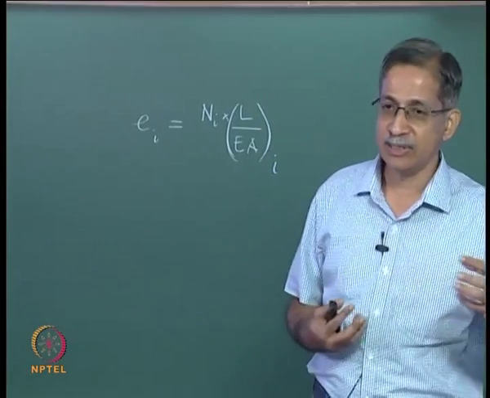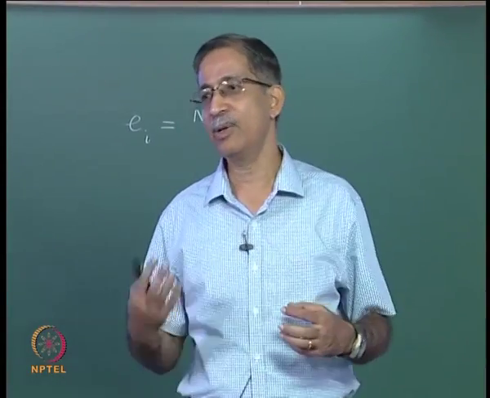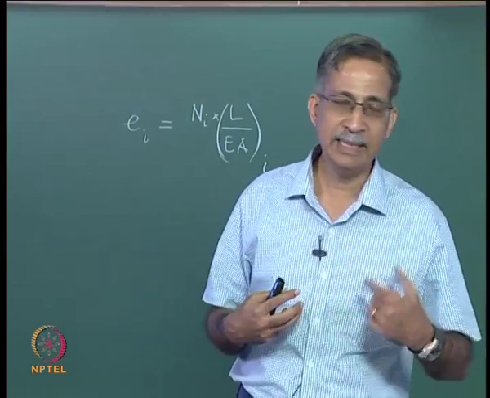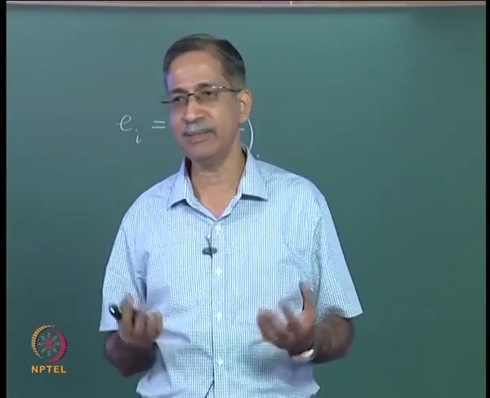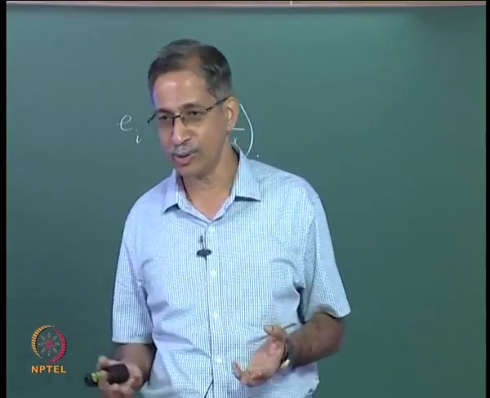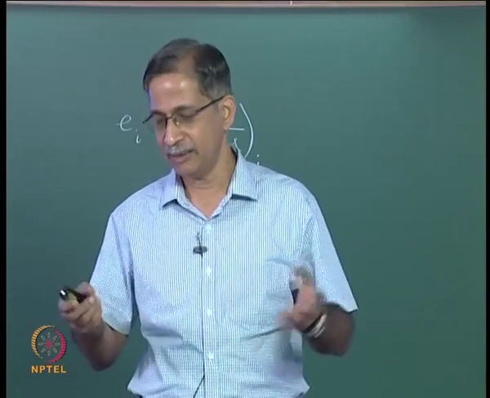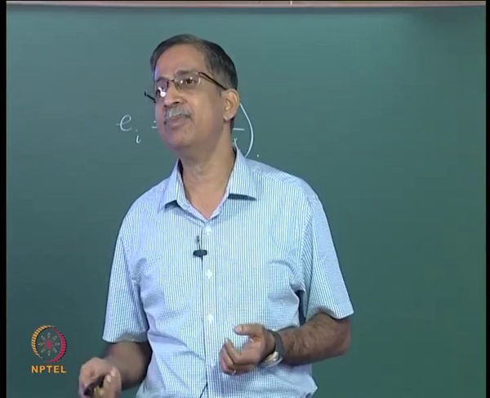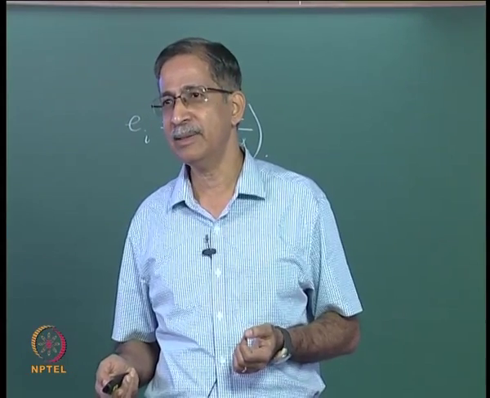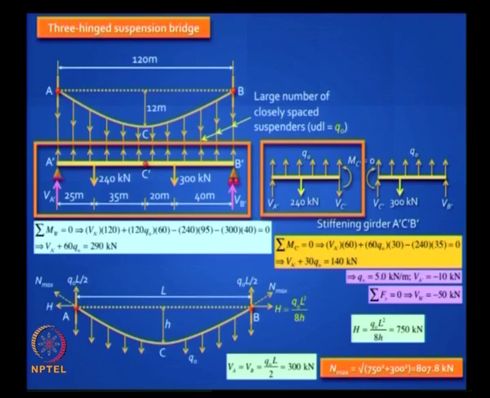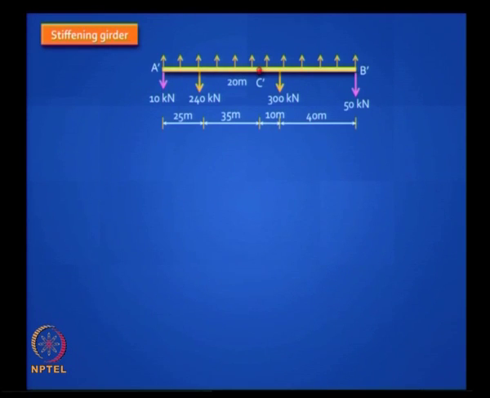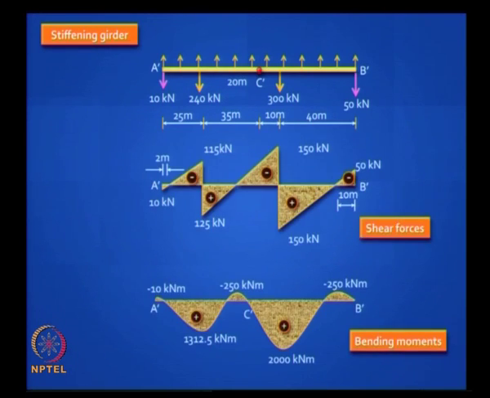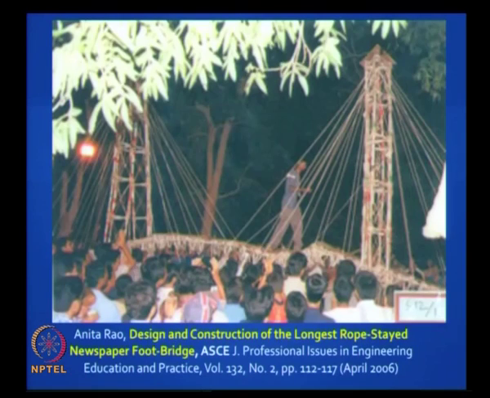If you know the allowable stress in that cable, you can work out backwards what is the diameter you need, you apply some factor of safety. That is how it used to be done. It is a simple straightforward calculation. Now in this problem you can work this out, you can get the results, and once you separate out the stiffening girder, then you can work out, it is statically determinate. If you cut any section, you can work out the shear force and bending moment diagrams.